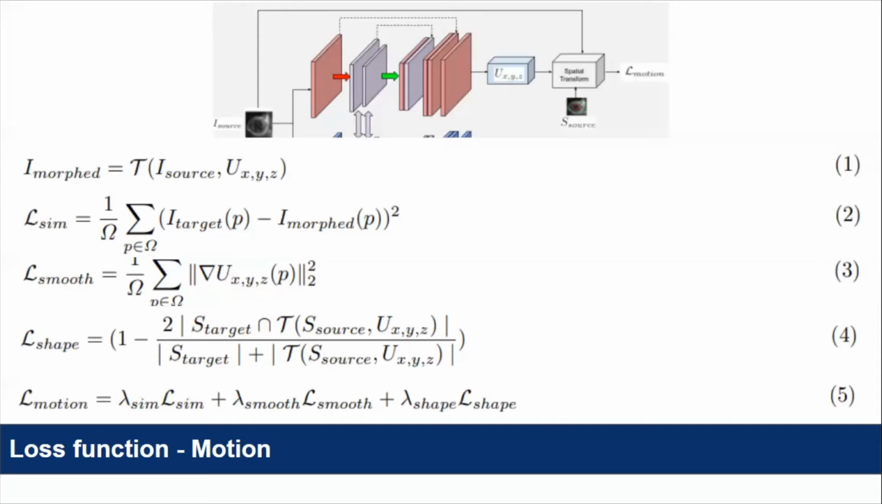To discourage any jumps or discontinuities in the displacement field, which would be unrealistic in true cardiac motion, given that the heart moves as a single object, we minimize the squared norm of the spatial derivatives of the displacement field.